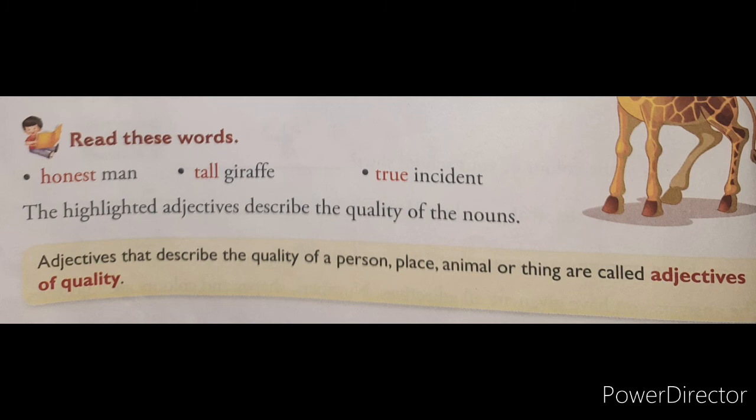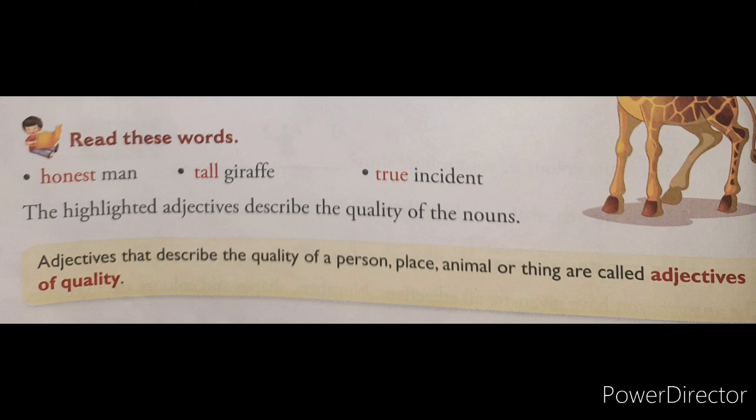Next, tall giraffe. Now, how is the giraffe? Tall. The quality of the giraffe, which word is telling? Tall. So, tall is what here? Adjectives of quality. Next example, true incident. Now, incident, what is the quality of that incident? It was true. So, true is what here? Adjective of quality.